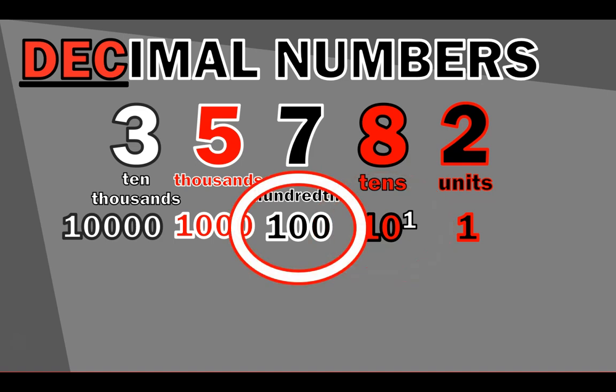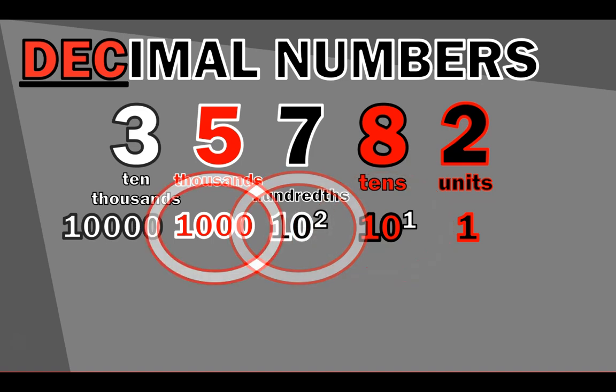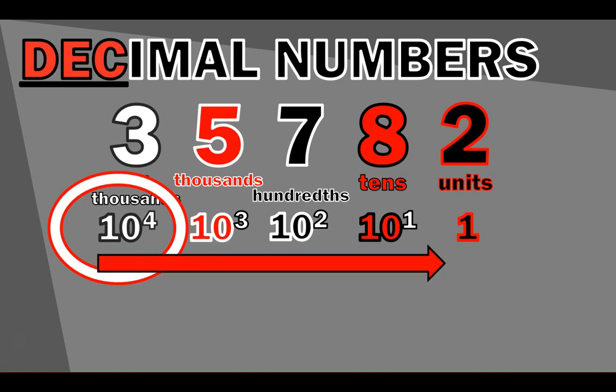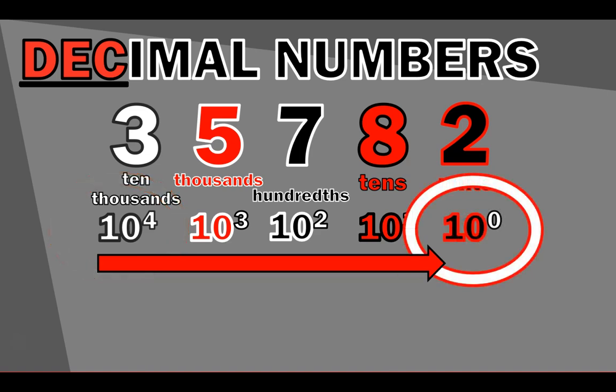The hundreds column is actually 10 to the power of 2. The thousands column is actually 10 to the power of 3, and so on. Each column is 10 to the power of the next counting number. If we continue with this pattern backwards, then the units is technically 10 to the power of 0, which in mathematics is 1, so it still works out.